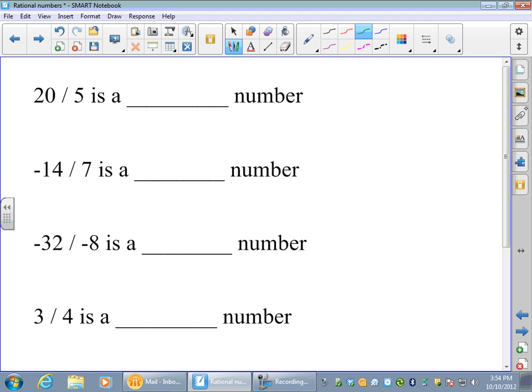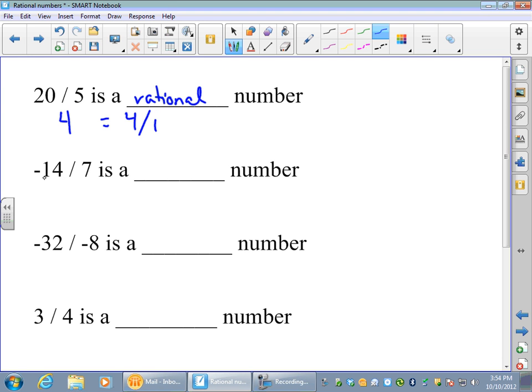So 20 divided by 5. Well, we should all know that. 5 goes into 20 exactly 4 times. So 4 is a rational number. It can be written as a fraction. In fact, we could also write 4 as just 4 over 1. That's a fraction. It's rational.